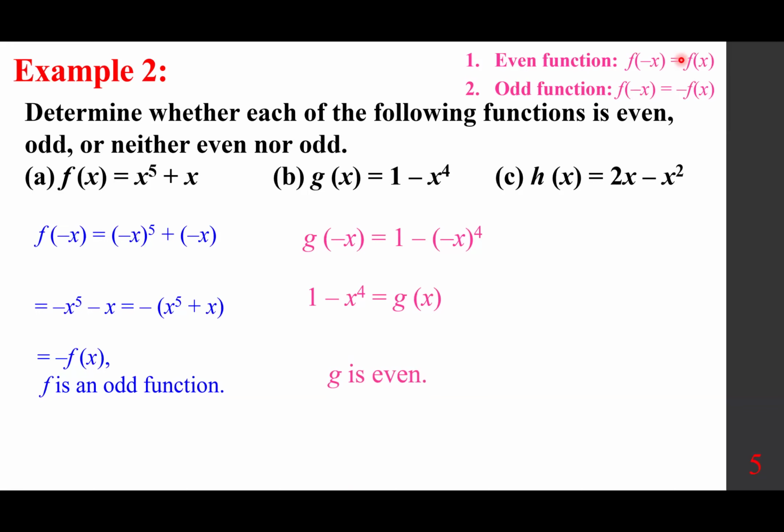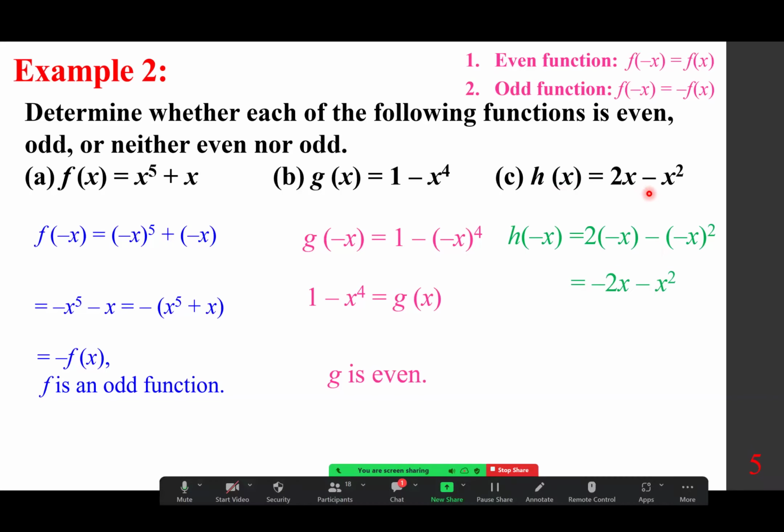Let's work on h of x by evaluating h of minus x. Replace the x with minus x. So this is negative 2x. This is positive x squared, but with this negative in front it still becomes minus x squared. When you compare this to the original function h of x, it's not equal to that, so it's not even. It's not equal to its opposite, that means minus h of x. So it's neither even nor odd.